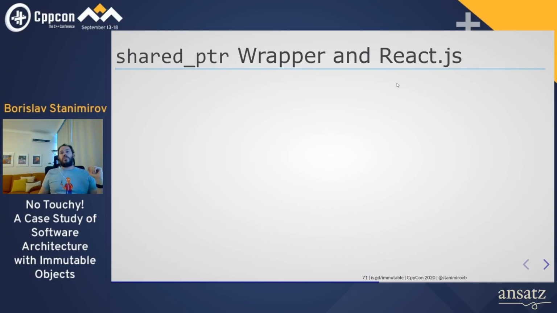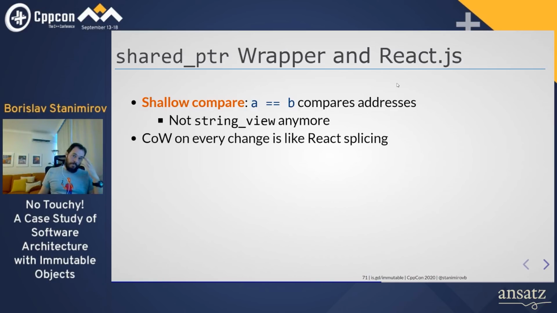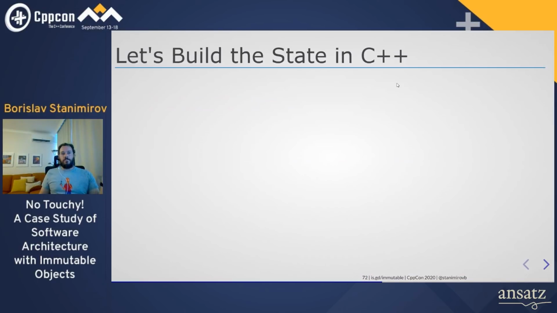So this glorified shared pointer wrapper, how does it compare to React.js? So we have shallow compares, of course. Shared pointers are compared by address. And note that this is not string view anymore. String view is compared by data, by the contents, by what the string view points at. And we copy and write on every change, much like React does, changing every node of the state tree. And detached references are safe and valid forever, much like React's objects.